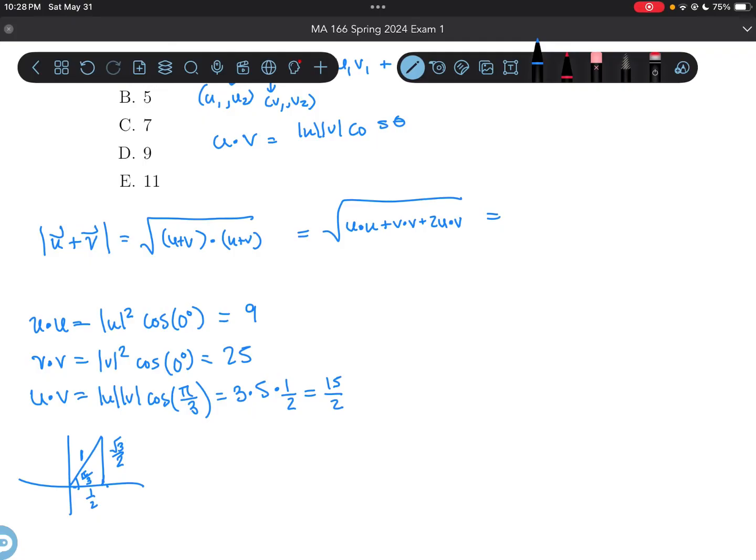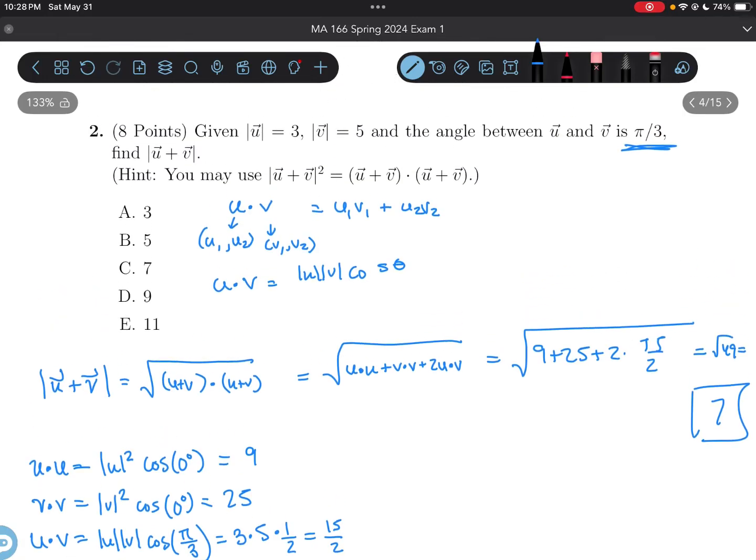Okay, so now we have our 3 dot product values. We just have to plug them back into our equation. So we get 9 plus 25 plus 2 times 15/2. That is equal to 9 plus 25 plus 15, which is 49, so the magnitude is the square root of 49, and this is equal to 7. So our final answer for question 2 is C.